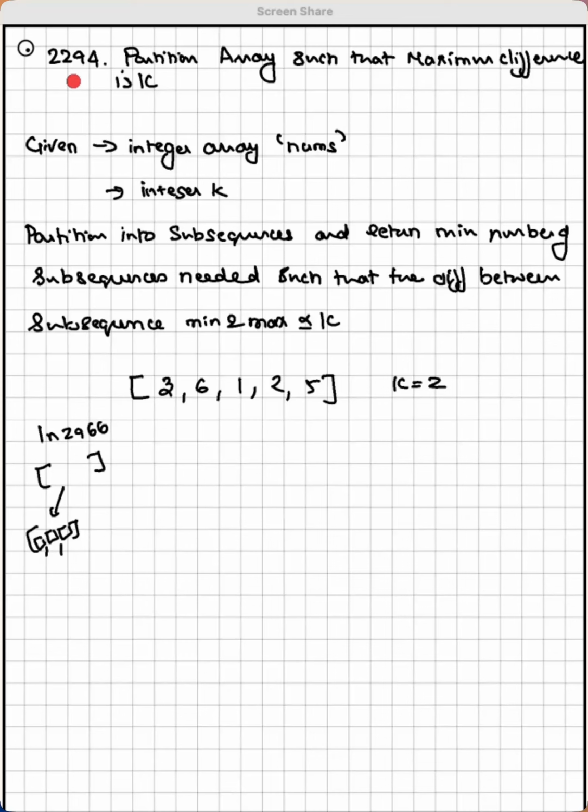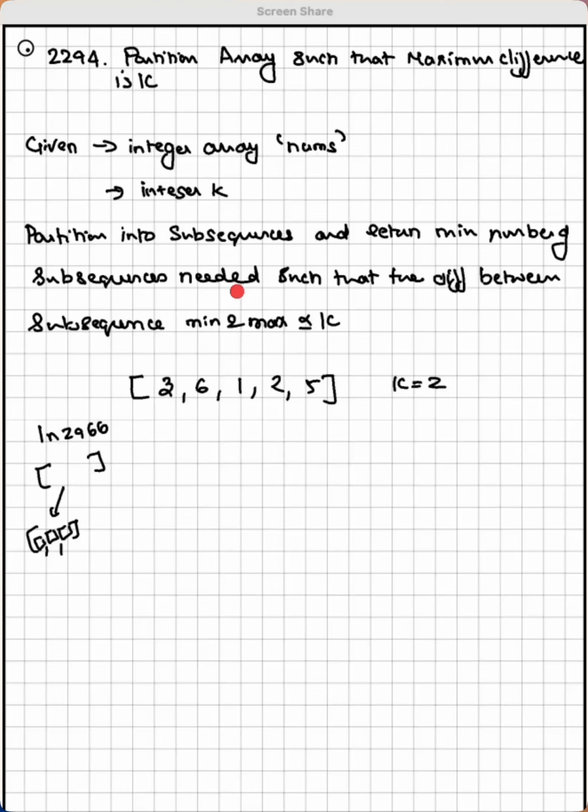Hello, today we're looking at Leetcode problem number 2294, partition array such that maximum difference is k. In this problem, we are given an integer array nums and an integer value k. What this problem is saying is that we have to partition the input into subsequences and return the minimum number of subsequences needed such that the difference between the subsequence min and max is less than or equal to k.